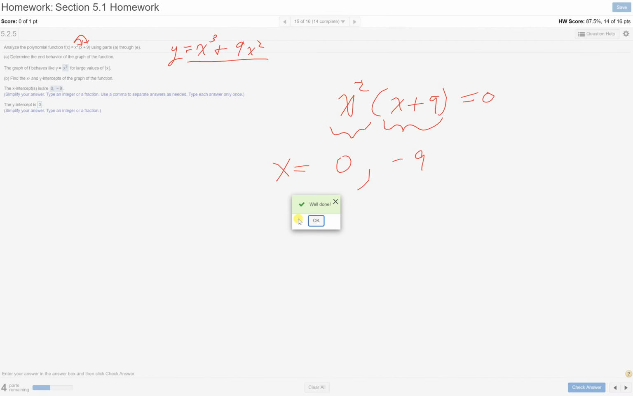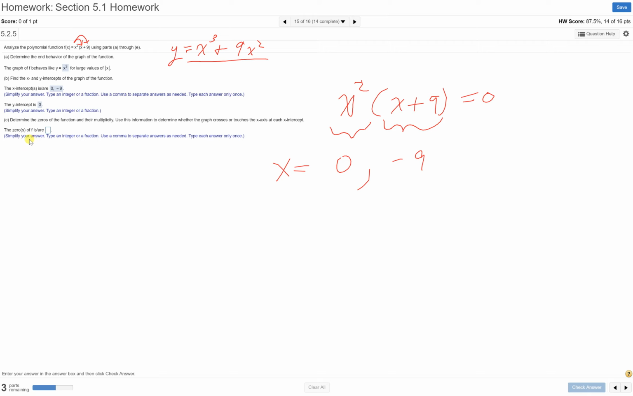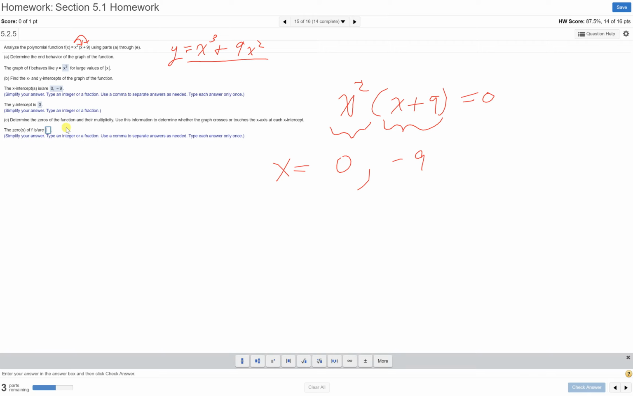Alrighty. So the next problem, the zeros. This is what I mean. They're asking us for the same thing as part B. Sorry. Yes, the first half of part B. When it's asking for x-intercepts, that's what the 0 is. It's an x-intercept. So we're going to have the same answers. Alrighty.